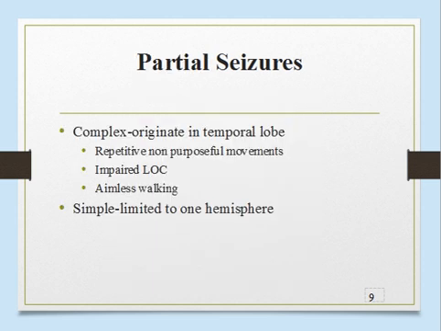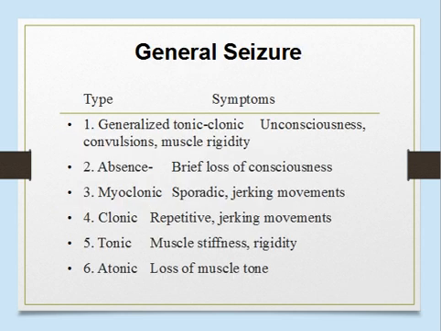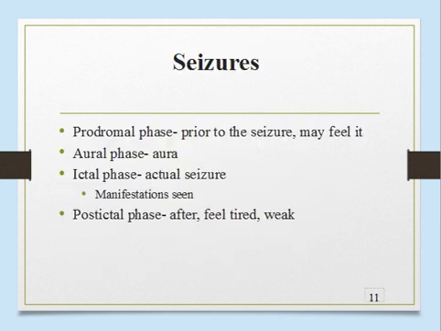Partial seizures. Complex, which is they originate in the temporal lobe, the repetitive non-purposeful movements, impaired level of consciousness, and aimless walking. Simple, it's limited to one hemisphere, so this is not what people think of as a typical seizure. Generalized seizure. Type, generalized tonic-clonic, unconscious, convulsions, muscle rigidity, absence, brief loss of consciousness. Myoclonic, sporadic, jerky movements. Clonic, repetitive, jerky movements. Tonic, muscle stiffness, rigidity, and atonic is loss of muscle tone.